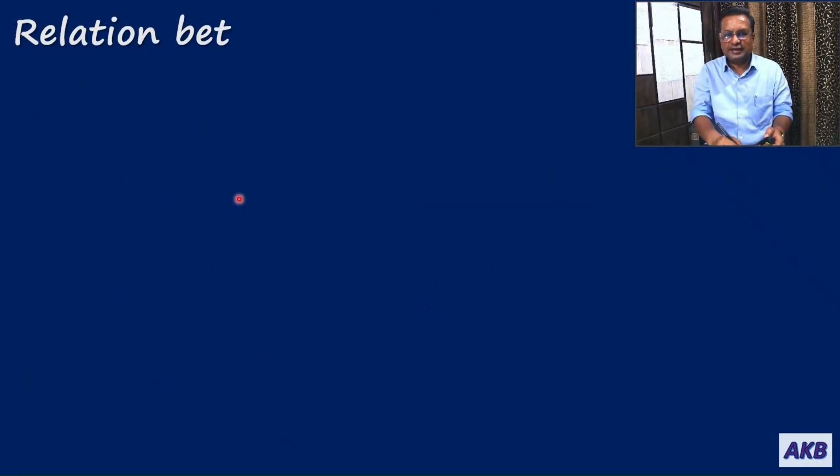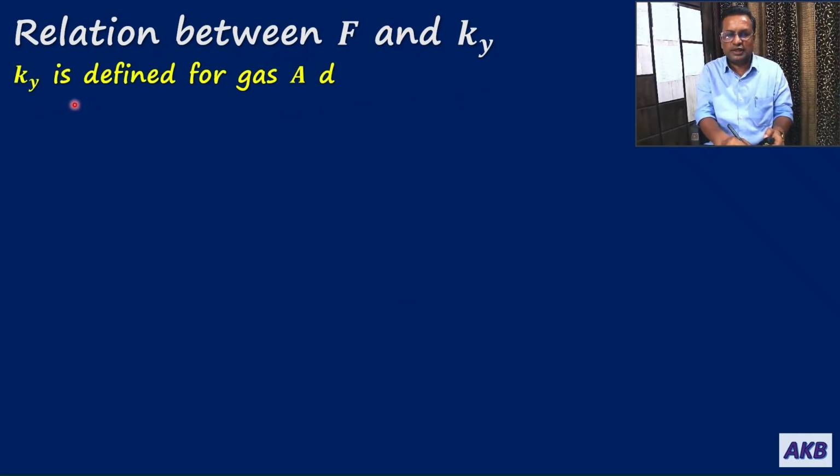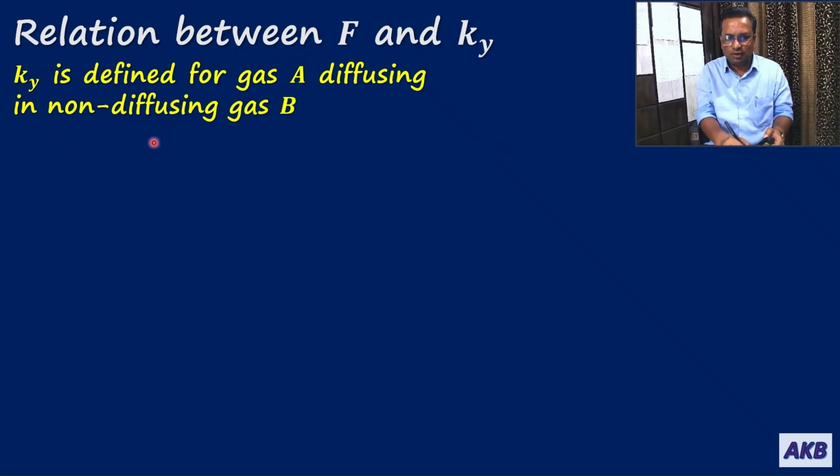Now next, let us get the relation between F and Ky. For that, we should know that Ky is defined for gas A diffusing in non-diffusing gas B. It is defined by this equation, NA is equal to Ky into YA1 minus YA2. That is, it is defined when the driving force is mole fraction difference, and I am calling this equation number 4.